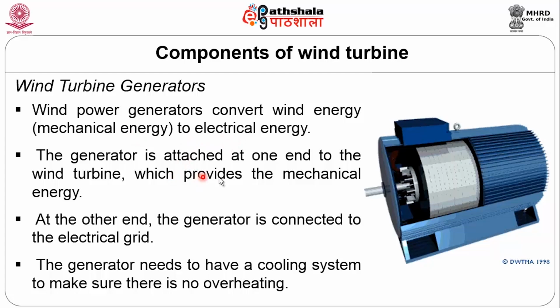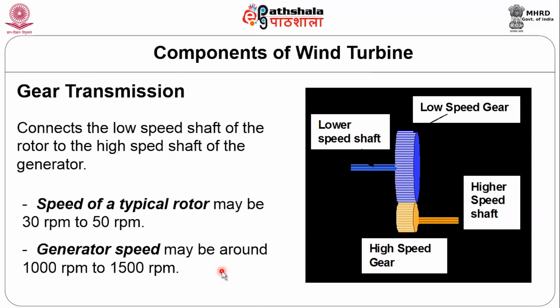The generator is attached at one end of the wind turbine, which provides the mechanical energy. At the other end, the generator is connected to the electrical grid. One end is connected to the grid, the other end is connected with the mechanical shaft. The generator needs to have a cooling system to make sure there is no overheating. This is about the generator.